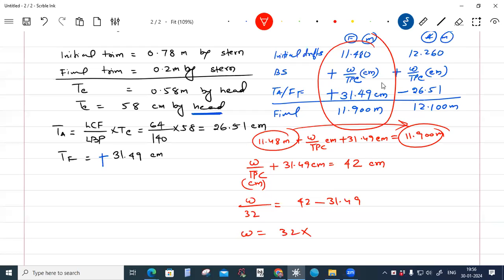336 is coming, sir, W. Right? Yes sir. For rounding off, you can write like this: 336.3 ton.